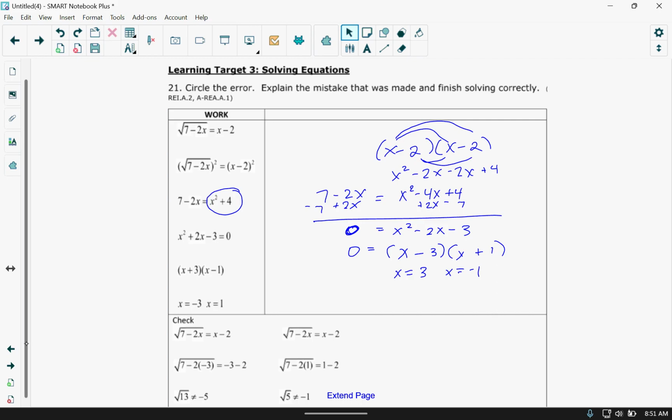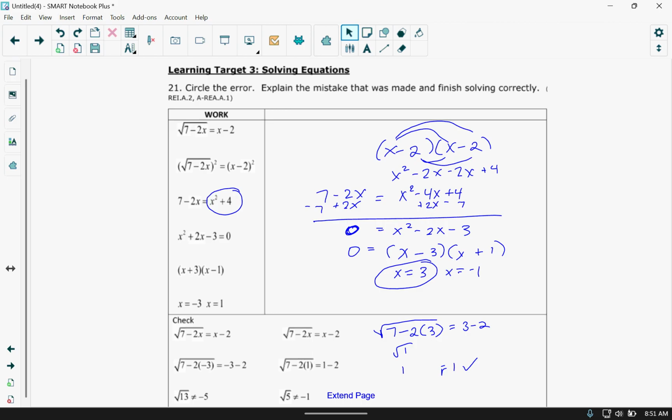Now we have to check them. To check them, we're going to put 7 minus 2 times 3 inside the radical on the left side. 7 minus 2 times 3 is 1, so that's going to be the square root of 1, which is just 1. On the right side, I'm going to have 3 minus 2. 3 minus 2 is also 1, so that checks out. So x equals 3 is definitely an answer.